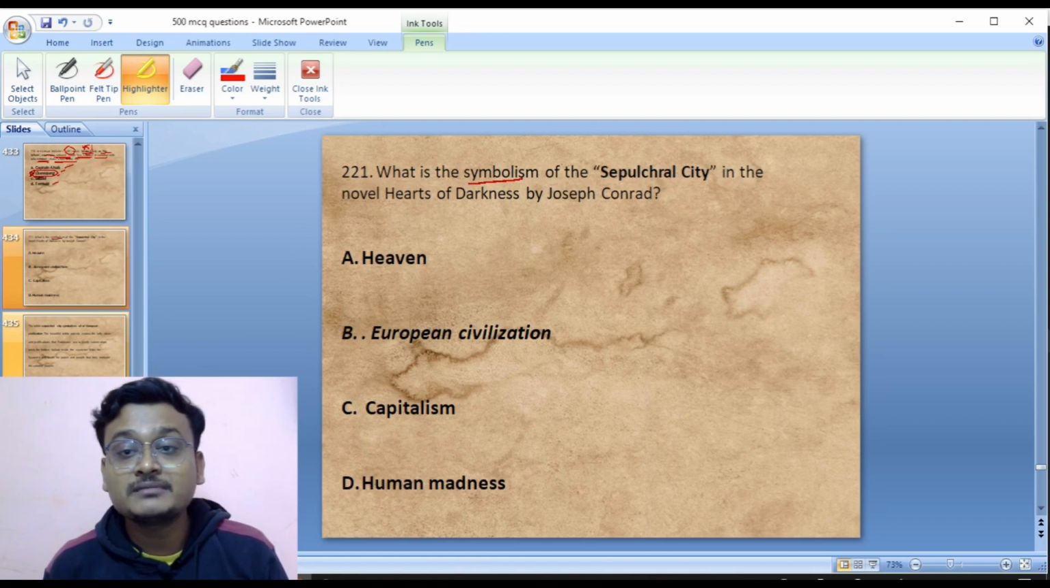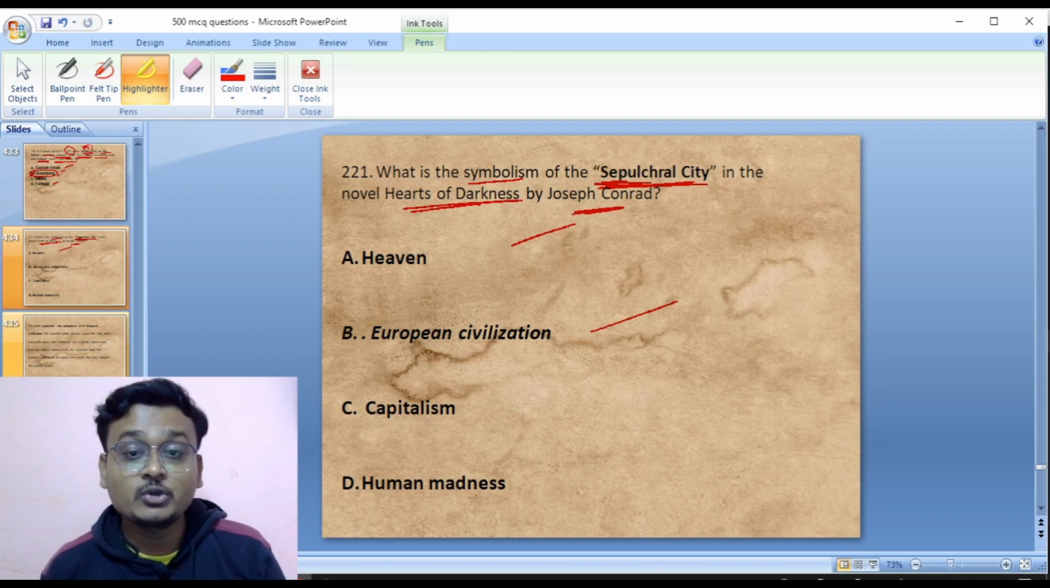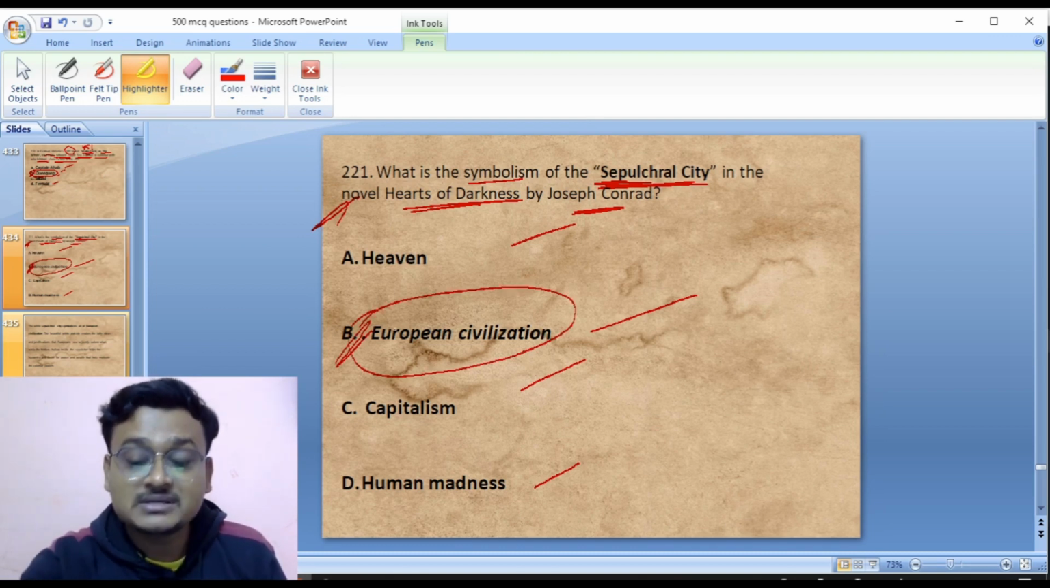What is the symbolism of the sepulchral city in the novel Heart of Darkness by Joseph Conrad? Heaven, European civilization, capitalism, or human madness? So the sepulchral city represents European civilization. B is the right answer here.